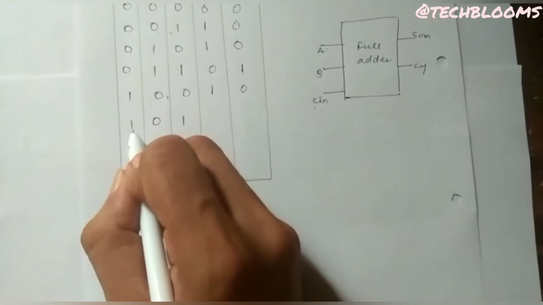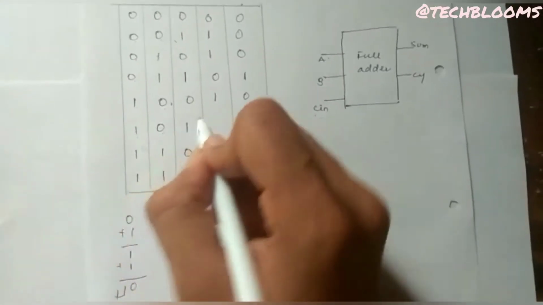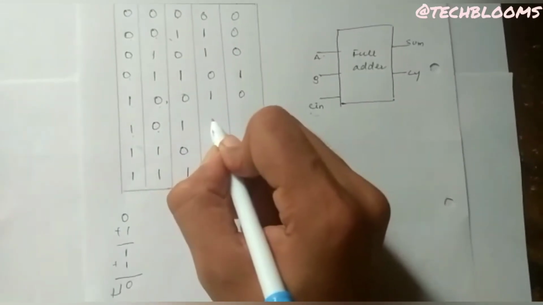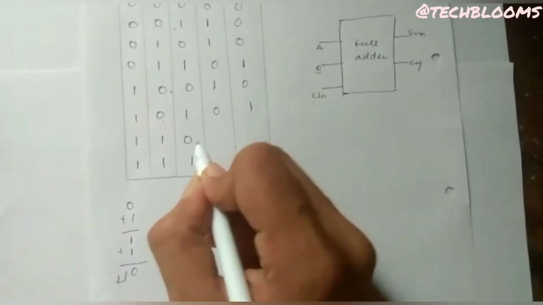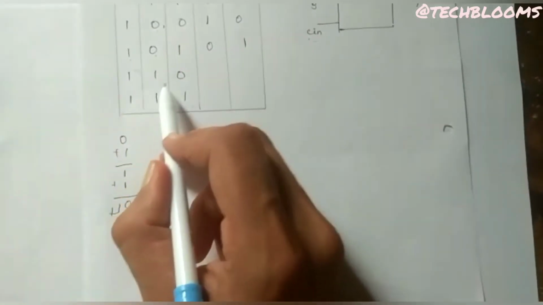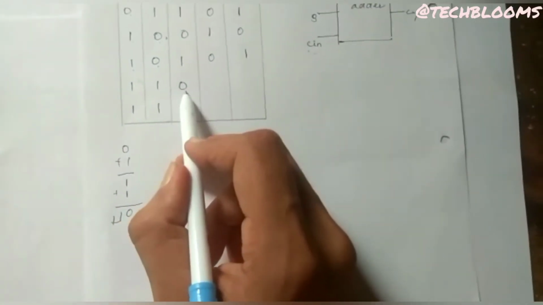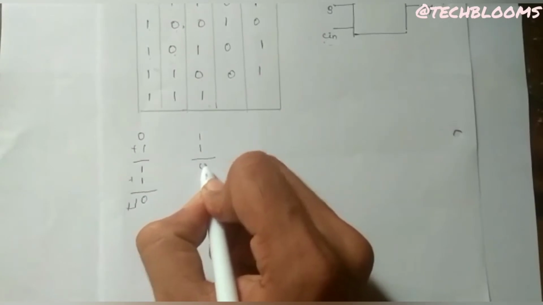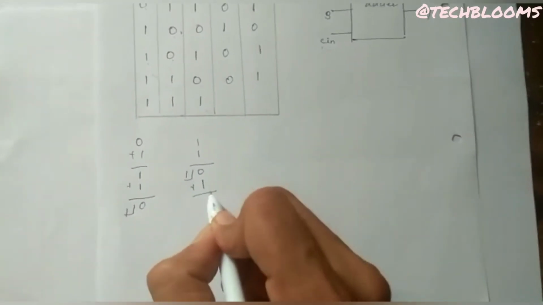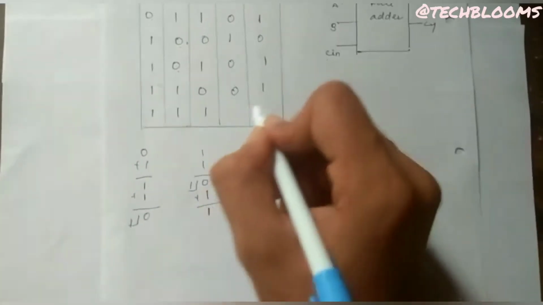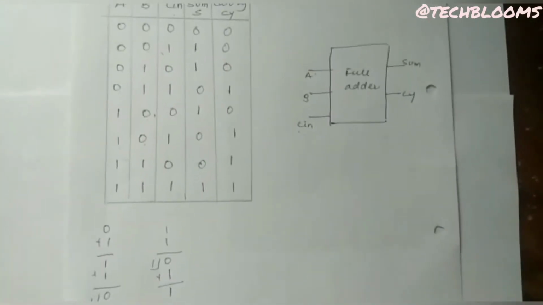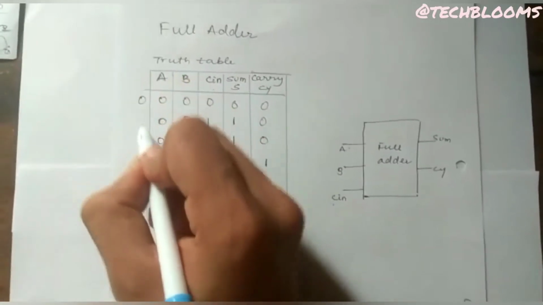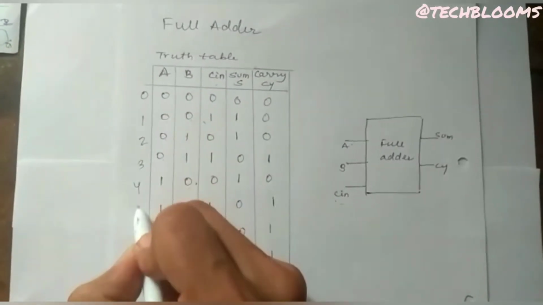For this, 1 plus 0 is 1, plus 1 will be 0 carry 1. Similarly for this, 1 plus 1 is 0 carry 1, plus 0, so sum is 0 and carry is 1. For this, 1 plus 1 is 0 carry 1, plus 1, so sum is 1 and carry will be 1. So these are rows 0, 1, 2, 3, 4, 5, 6 and 7.